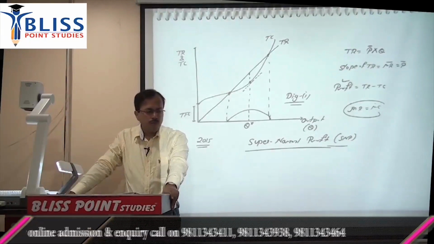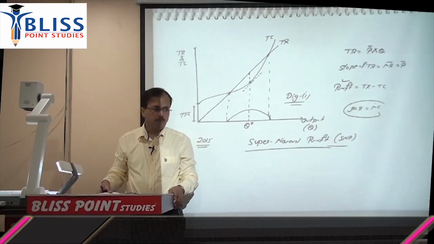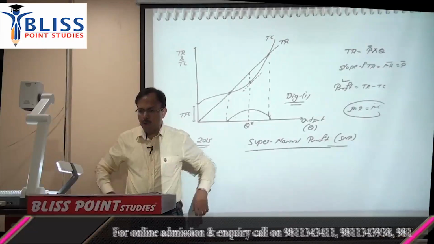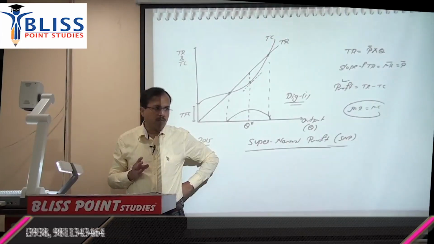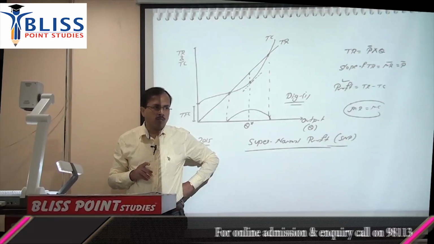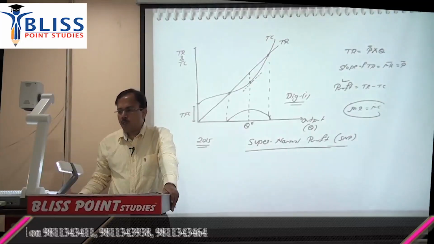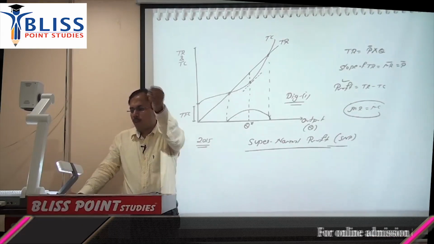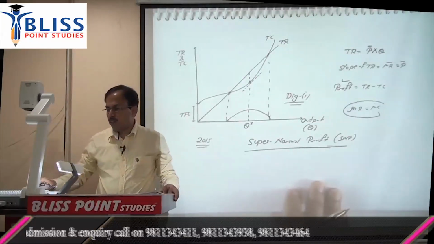In addition, we must note that at same output, slope of TR, that is MR, and slope of total cost, that is marginal cost, are also equal. Next paragraph.